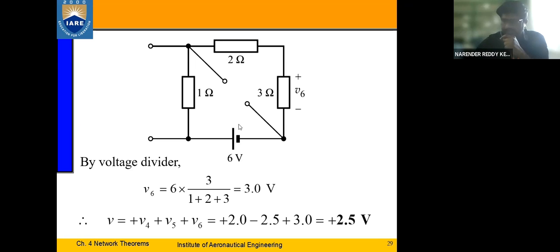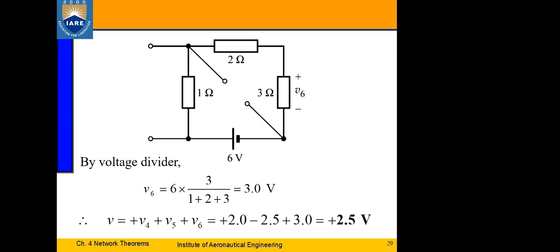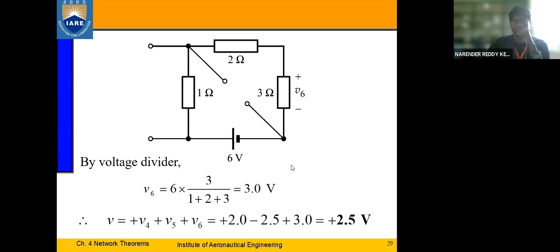Am I clear with this circuit, with the procedure? Yes, sir. So we will discuss one more problem and go for the next theorem. If you have any doubts, meanwhile, just let me know, right?